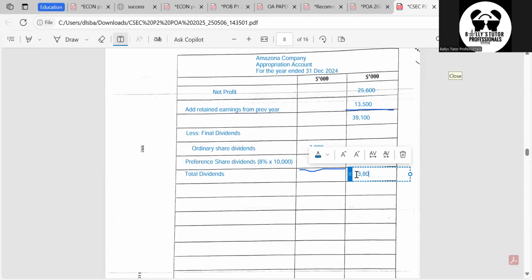3,800, we're going to subtract that. So we're taking it from our net profit and our retained earnings to pay it, right? And that will leave us with 35,500. Sorry, 35,300.